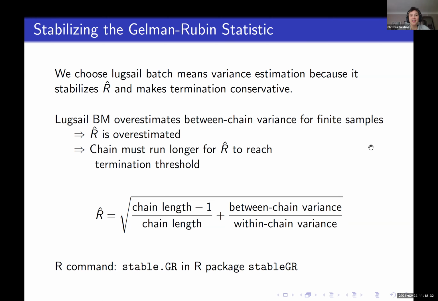Okay, so with lug-sale batch means, the big goal is improved stability. The nice thing is it makes termination a little bit conservative, because we're tending to overestimate the between chain variance a little bit. Because we're overestimating this between chain variance, R hat is going to be a little bit inflated. So in order to hit the threshold, we need to run the chain a little bit longer to get R hat below that threshold. If you are doing some Bayesian modeling and you have output from your chains, you can run stable.gr on your output to get your R hat calculated using this lug-sale batch means estimator.